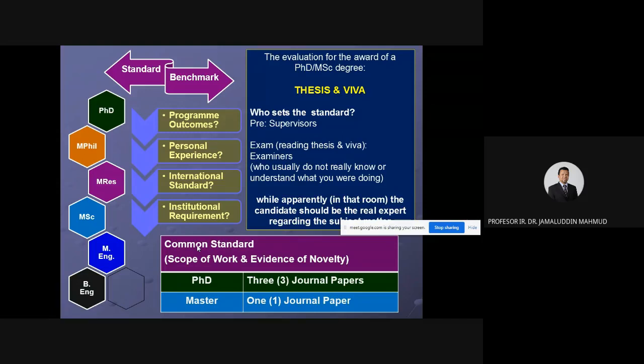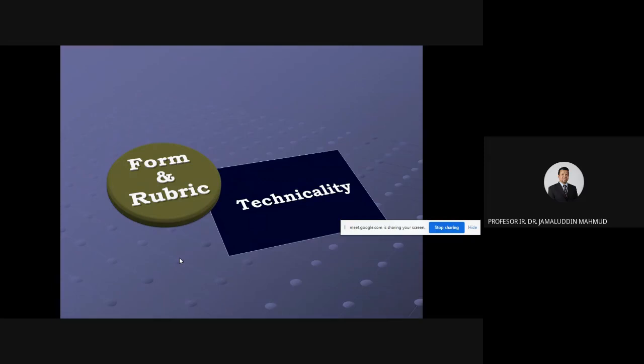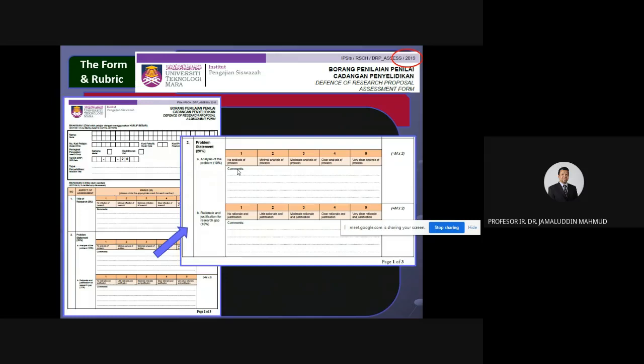Now, the form and the rubric. This is just for the technicality. Once we become the assessor, these are the forms that you have. This is the latest one. If you can see at the top right-hand side, 2019, this is the latest one, the Defense of Research Proposal Assessment Form. So you will be given marks. There's a rubric there. It's not that clear, but there's a guideline on how to give the marks.